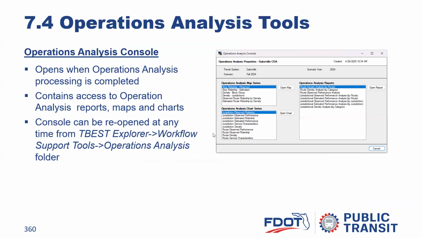All right, here's the console that's available. In this console, once you've created this analysis, you have maps, you have charts, and you have reports. So you have different chart series and stop ridership maps for estimated and observed, density maps by block group or jurisdiction, and then observed route ridership by density and estimated route ridership by density. So all of these are maps that TBEST generates, as well as reports for routes and jurisdictions.